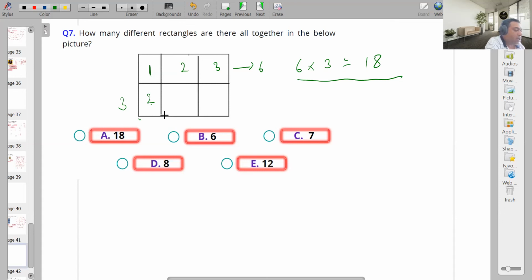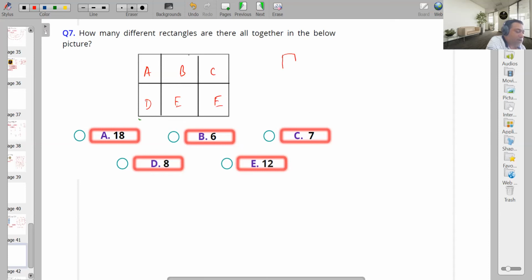Okay, you can check it out also by sheer counting. Okay, and we can do it by doing simple counting. So the small ones. So let's name them A, B, C, D, E, F. So the single rectangles, you have 6 of them, which are your A, B, C, D, E, F.